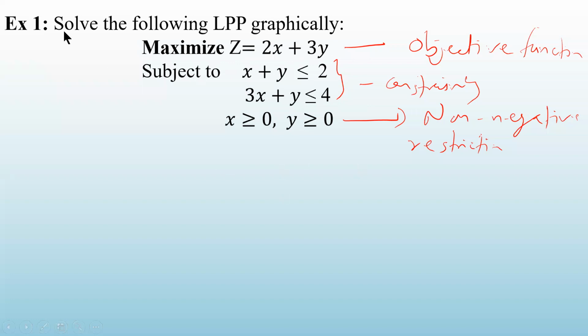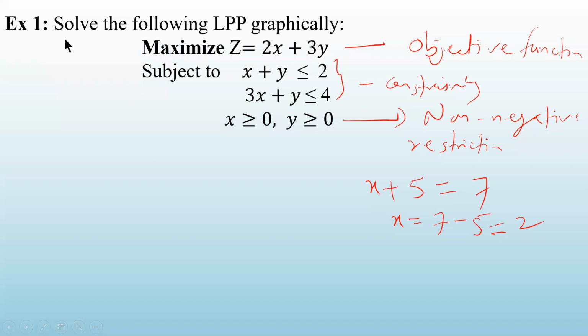Now, what is the meaning of solving a linear programming problem? You know that if I ask you to solve this equation, x plus 5 equal to 7, how will you solve this? Solving means finding the value of x. So you know the answer, x is 7 minus 5, that is 2. So the solution of this equation is 2.